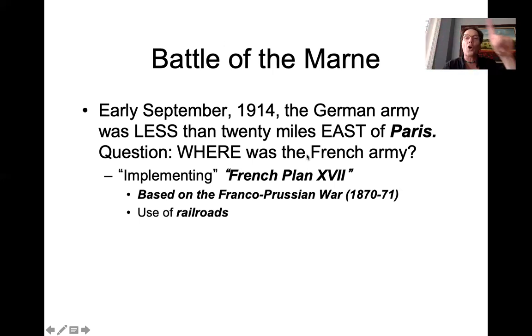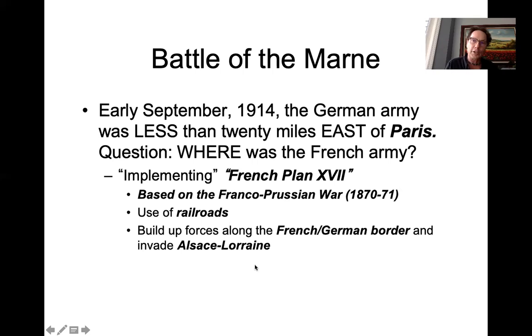You're tying together all the loose ends in terms of telling the story. Now, here's the other thing the French are going to do with French Plan 17. They're going to be building up and building more railroads to be able to mobilize and transport troops. But what they're also going to do is build up their forces right along the French-German border, because what they were anticipating was a full-scale invasion of this dispute, or these two disputed territories that the Germans and the French have been fighting over for over 800 years, and that's Alsace-Lorraine.